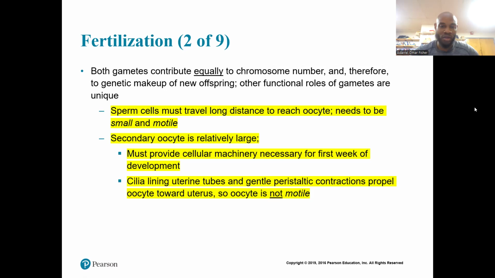Sperm, as we know, must travel a long distance to reach the oocyte. It needs to be small and motile. Sperm need to swim and move. The secondary oocyte is relatively large and must provide the cellular machinery necessary for the first week of development. You have cilia lining the uterine tubes. Gentle peristaltic contractions propel the oocyte toward the uterus because that egg is not motile or mobile in and of itself.